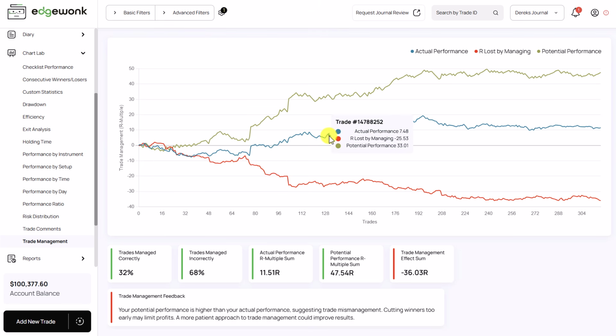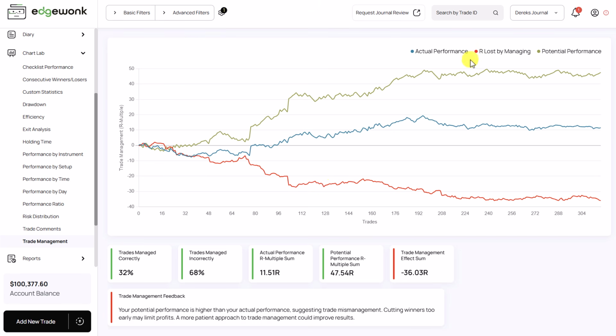Then the last thing I want to take a look at is the trade management graph. This is also quite exceptional. Potential performance in light olive green is well above the actual performance. So this line shows how much he actually made, and this is how much he could have made if he hadn't managed his trades. So this is based on a set and forget approach. And the difference here is obviously absolutely clear.